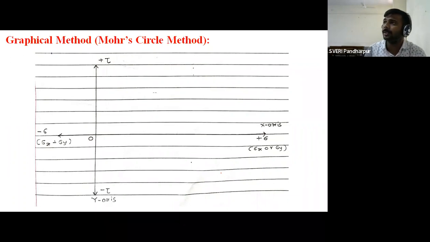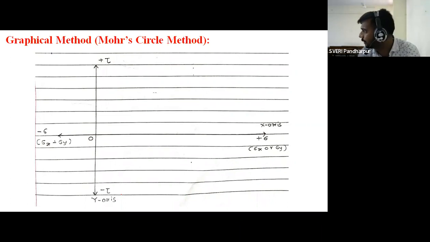Okay, so now if you see, there is a graph in front of you. For the Mohr circle method, we have to use 2 axes: one is the x axis and another is the y axis, a horizontal axis and a vertical axis. Now this particular method is mostly applicable for case number 2 and case number 3. Why? Because in case number 2 and case number 3, the sigma x and sigma y values are given.